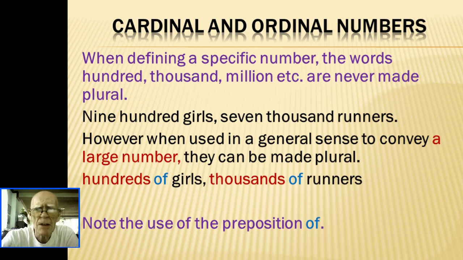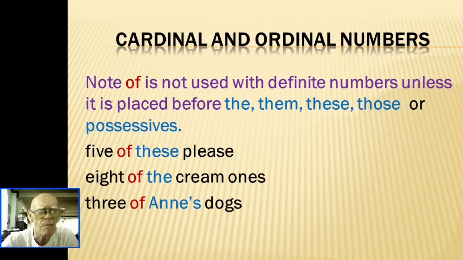When defining a specific number, the words hundred, thousand, million, etc. are never made plural. Nine hundred girls, seven thousand runners. However, when used in a general sense to convey a large number, they can be made plural. Hundreds of girls, thousands of runners. Note the use of the preposition of. Note, of is not used with definite numbers unless it is placed before the, them, these, those, or possessives.